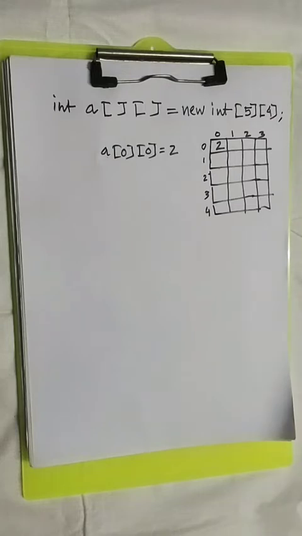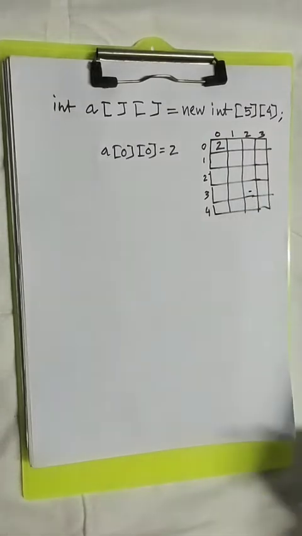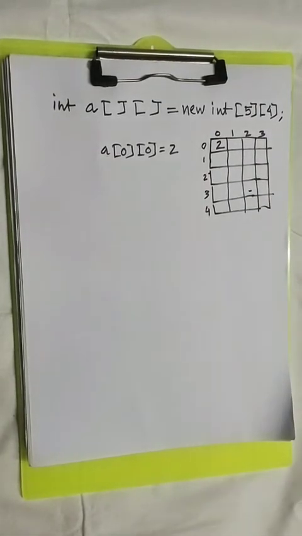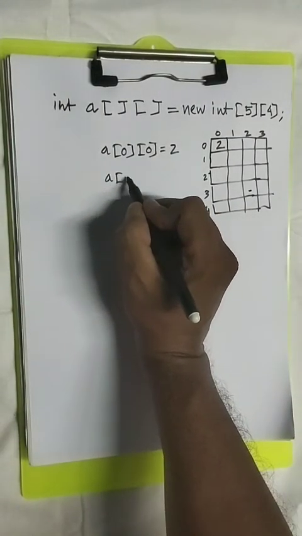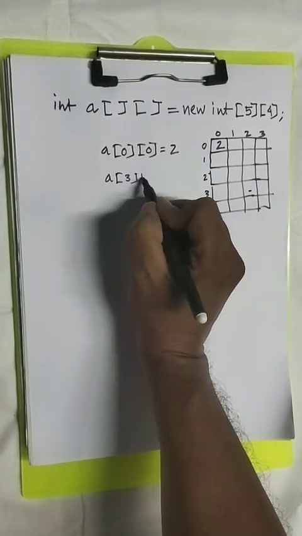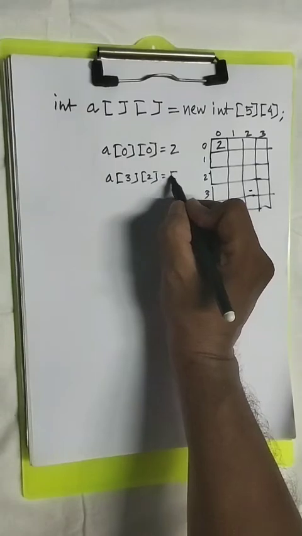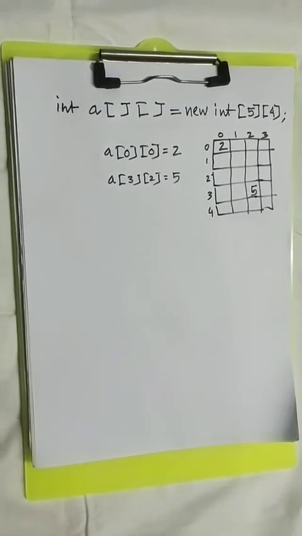Suppose I want to store one number here in this particular cell. Then I have to write what is the location of this cell in the array. It is row number 3 and column number 2. So I have to write A32 equal to, suppose I store 5. So 5 will be stored here.